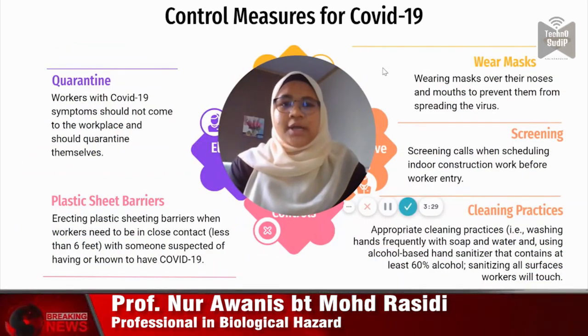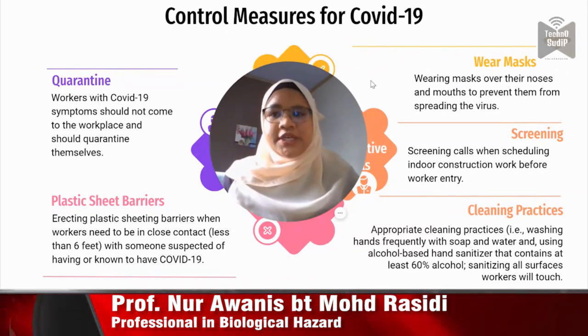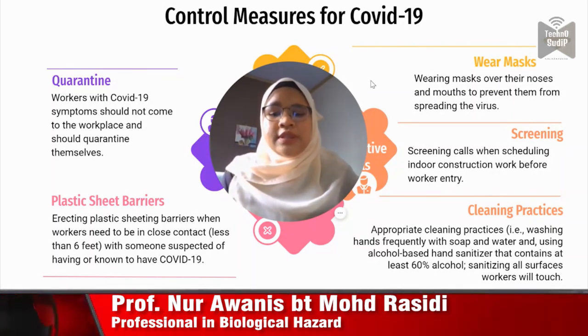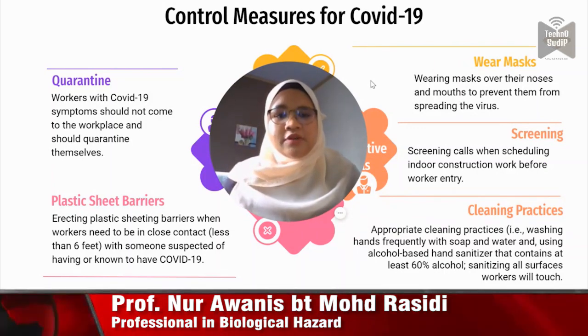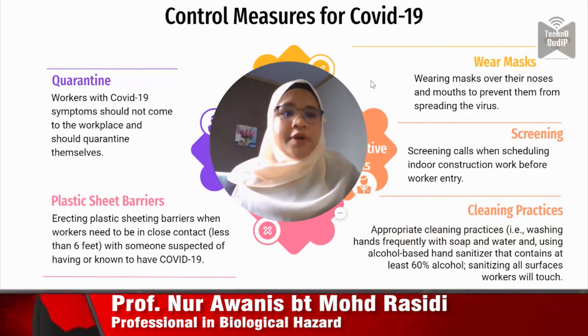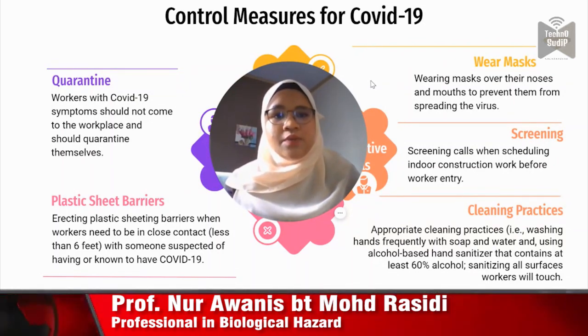Control measures for COVID-19, we can do elimination, which is quarantine, where the workers that have symptoms of COVID-19 should not come to workplace and quarantine themselves. For engineering controls, they can put any barriers when they need to be in close contact with someone suspected to have COVID-19. For administrative control, they can apply cleaning practices and also do screening. For PPE, the workers must wear masks.